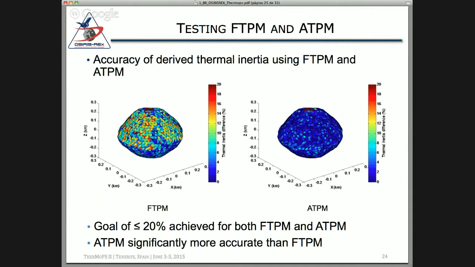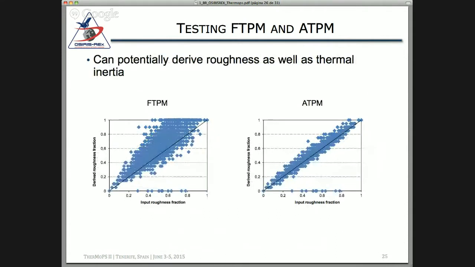As a surprise, we were actually able to derive the surface roughness from these seven observations in addition to thermal inertia. Roughness fraction is basically the fractional coverage of hemispherical craters. And the ATPM overestimates them slightly, but the FTPM pretty much has a nice one-to-one relationship there.